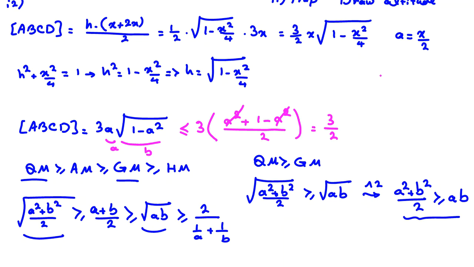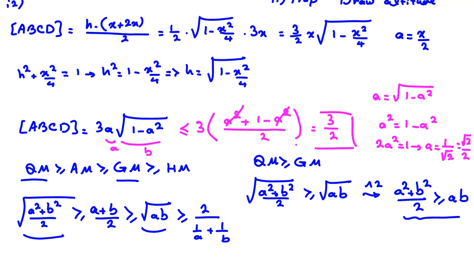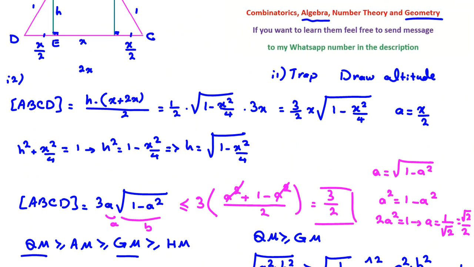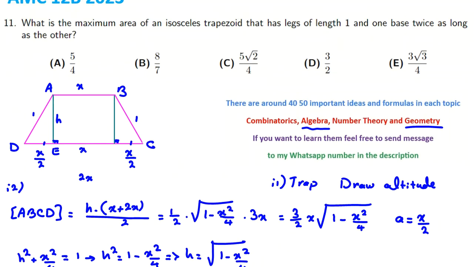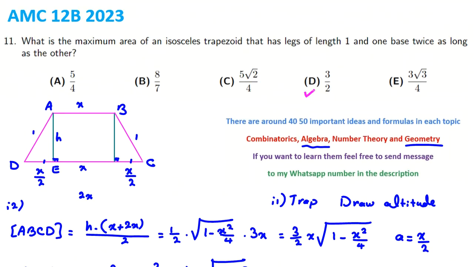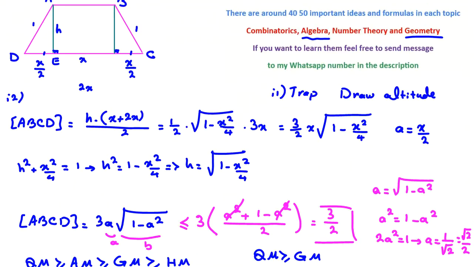Okay, and equality holds in all of these when the terms are equal. When a equals the square root of 1 minus a squared, let's see, is it possible? If you raise to the power of 2, a squared equals 1 minus a squared, so 2a squared equals 1. And then we can conclude a equals 1 over root 2, or root 2 over 2. Okay, and our maximum area will be 3 over 2 when a equals root 2 over 2. So the answer will be 3 over 2, choice D.